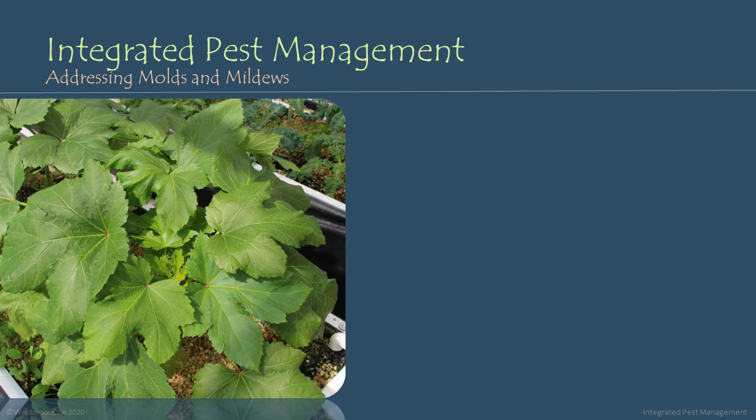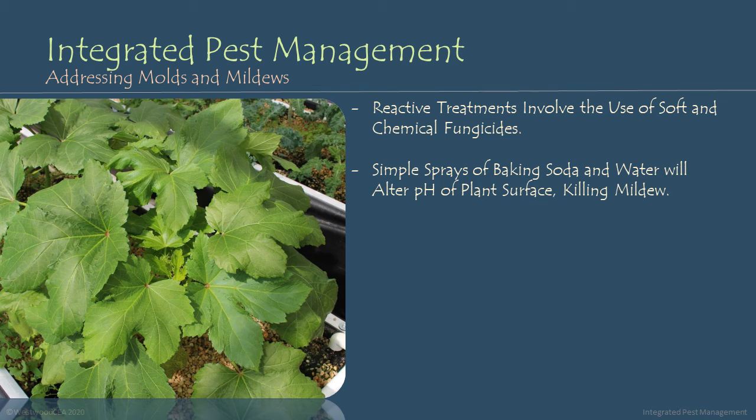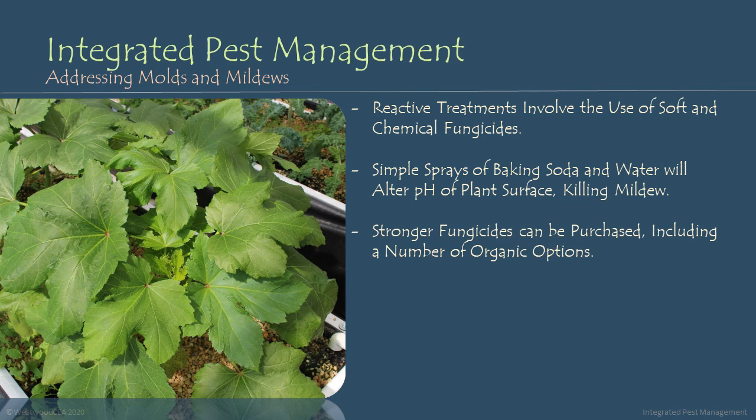When it comes to addressing molds and mildews in our growing environments, reactive treatments often involve the use of soft and chemical fungicides. Simple sprays of baking soda and water will alter the pH of the plant surface and can really knock back and kill mildews and molds. Stronger fungicides can be purchased, including a number of organic options. There are a number of options out there that are safe for use in aquaponic systems and in and around your aquaponic growing environment for addressing molds and mildews on your plant surfaces. Neem oil is a good starting option for addressing mildews. It works really well.